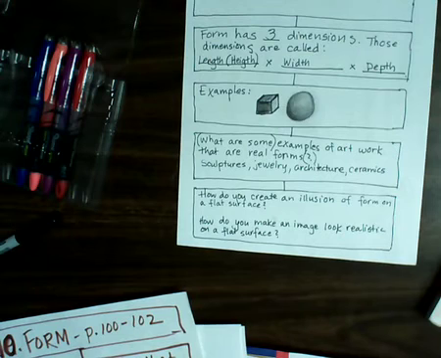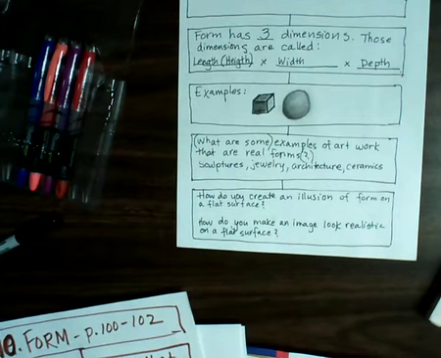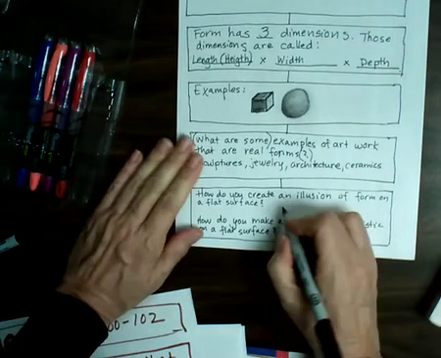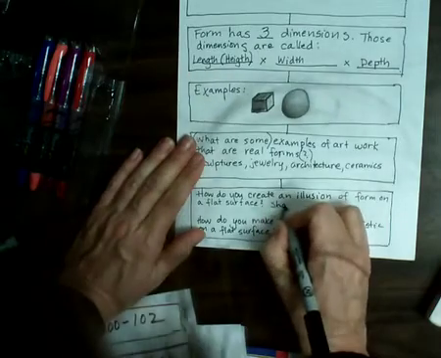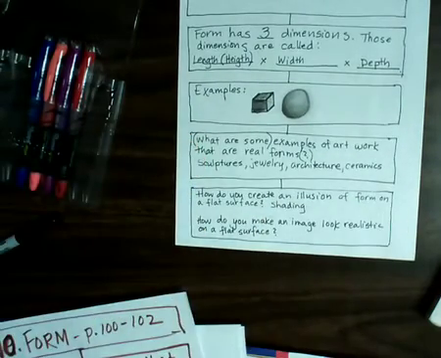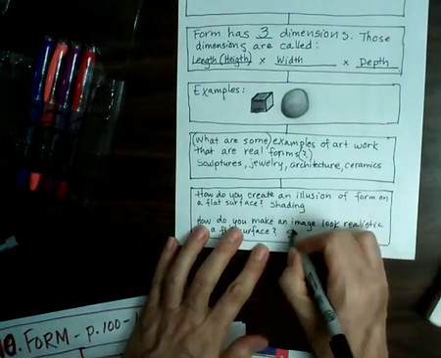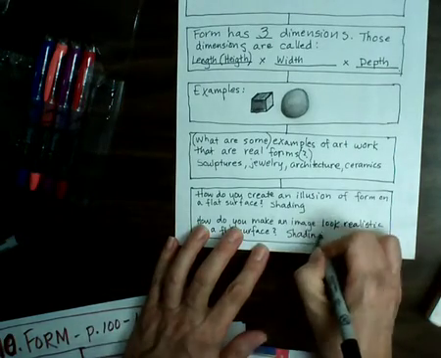And then the last, so then how do you create an illusion of form on a flat surface? I just told you. What's the answer to that? Shading, okay? You have to use shading. And then how do you make an image look realistic on a flat surface? Shading! All right? I know that's a little confusing question.